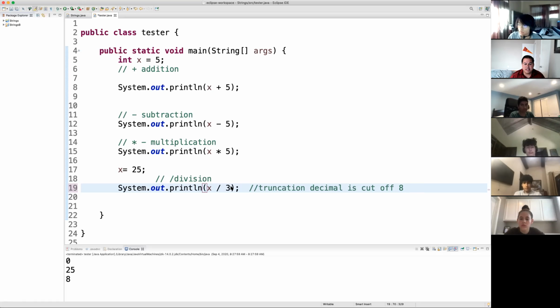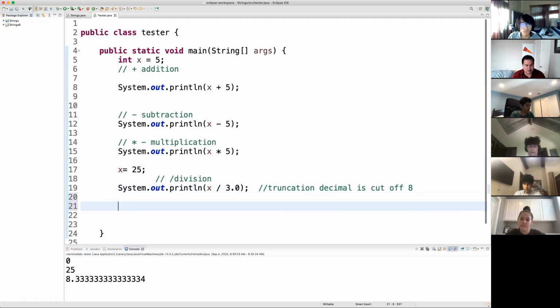The other thing is, however, the minute I do 3.0, I get 8.33333. A double always takes precedence over an integer. Always. Now your number will automatically be a double and precision will take over. No more truncation. Truncation only happens with integer division. The decimal's cut off, no rounding. Make sure you remember that. But when we encounter the presence of a double, the precedence of the double takes over. Does anybody have any questions real quick about truncation?